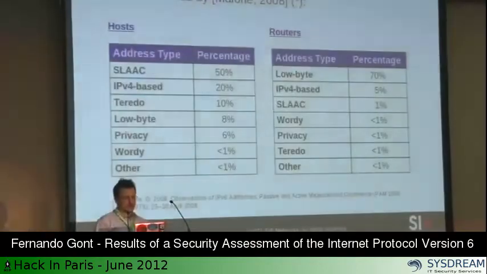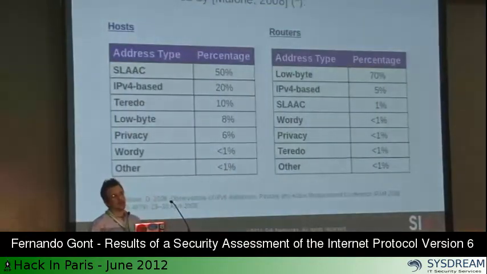So these are the results that David Malone got in his paper. The paper is publicly available online, so that's why I'm providing the reference here. It's an interesting one. He measured the IPv6 address generation for both hosts and routers. In the case of hosts, these are the numbers that he got.